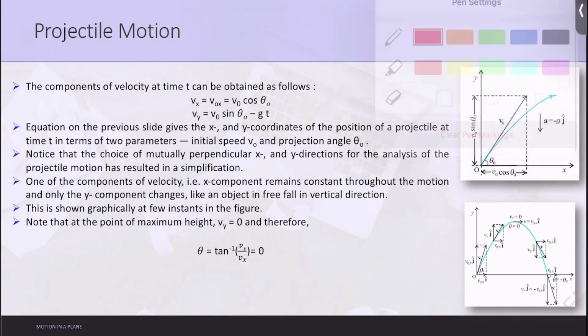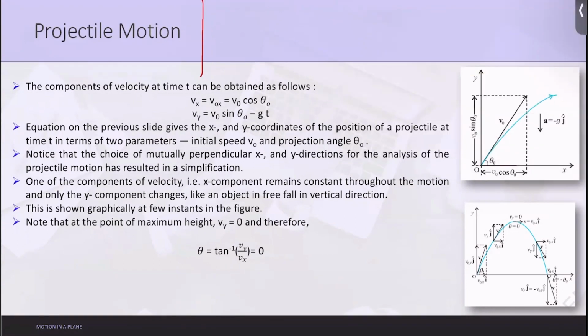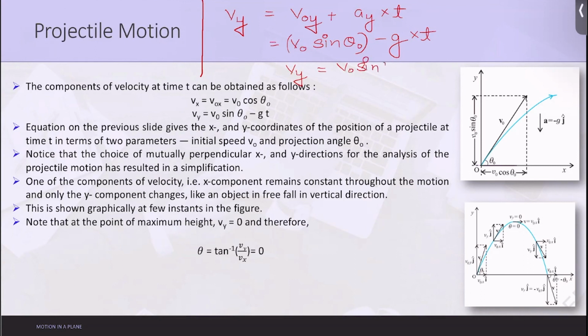Let us try to derive it for the y case scenario here. Using the first kinematics equation in the y direction, we say vy is equal to v naught y plus ay into t. We know v naught y is v naught sine theta naught, minus g, because ay is minus g, into time. Therefore, vy is equal to v naught sine theta naught minus gt. And hence this is the derivation.